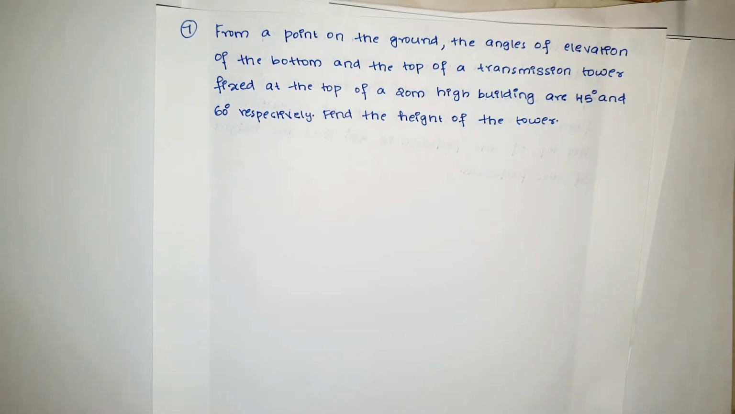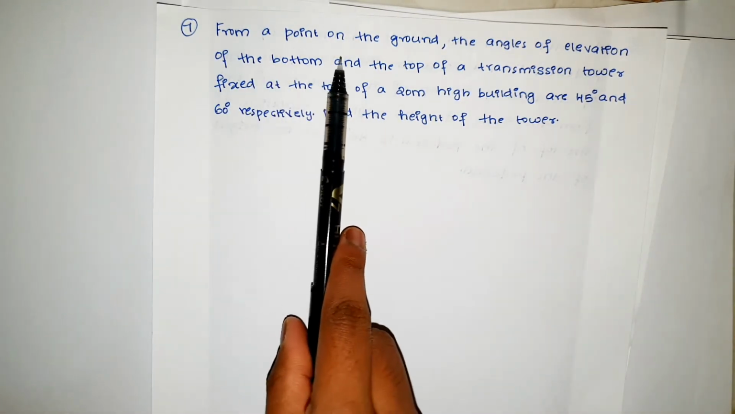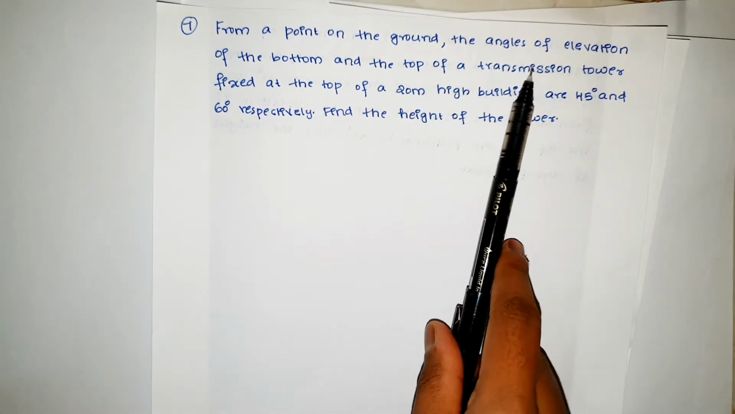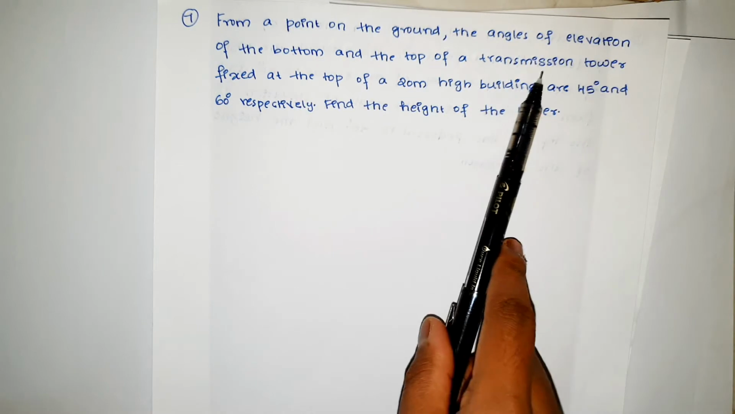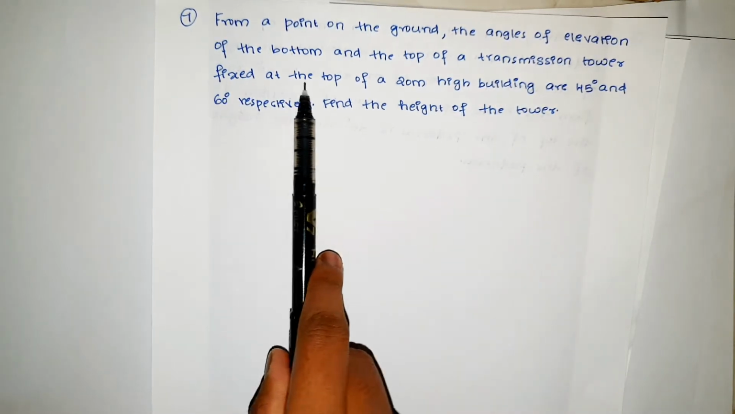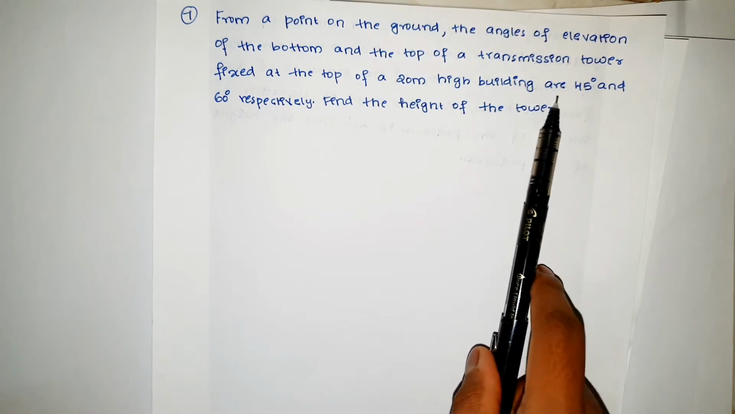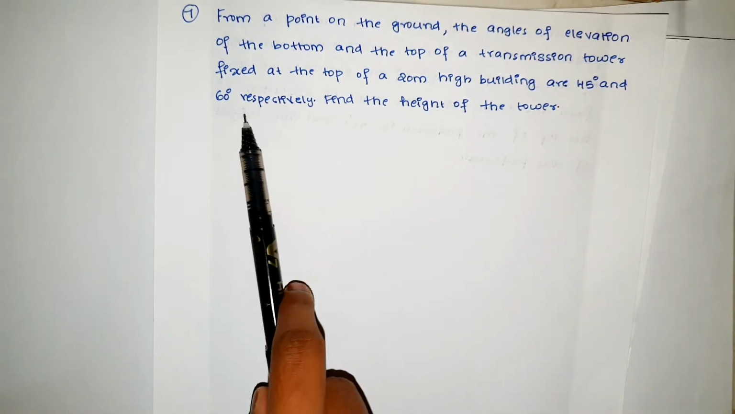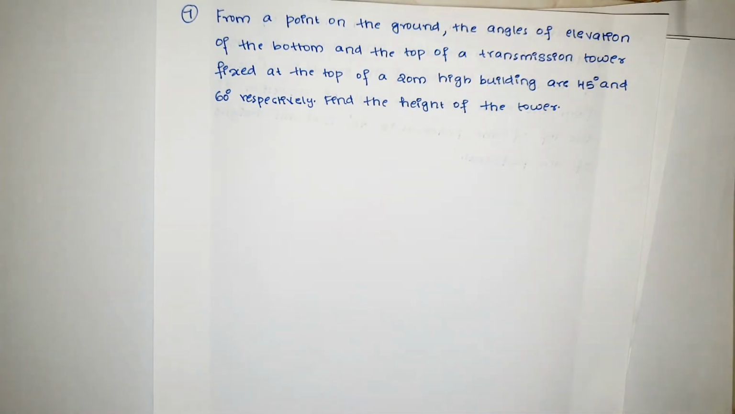Today we are discussing exercise 9.1 of the Some Applications of Trigonometry chapter of class 9. So let's do the 7th question. What is the question? From a point on the ground, the angles of elevation of the bottom and the top of a transmission tower fixed at the top of a 20-meter high building are 45 degrees and 60 degrees respectively. Find the height of the tower.